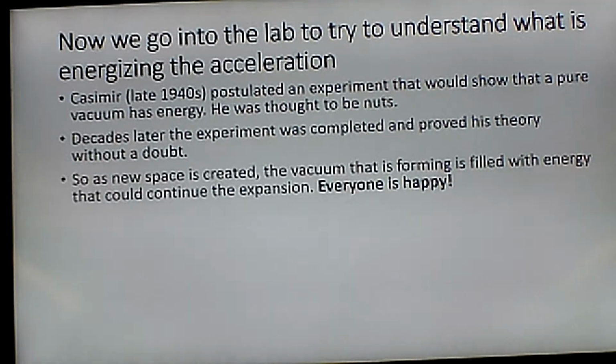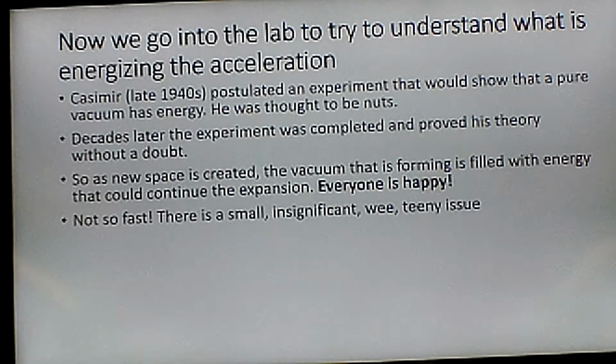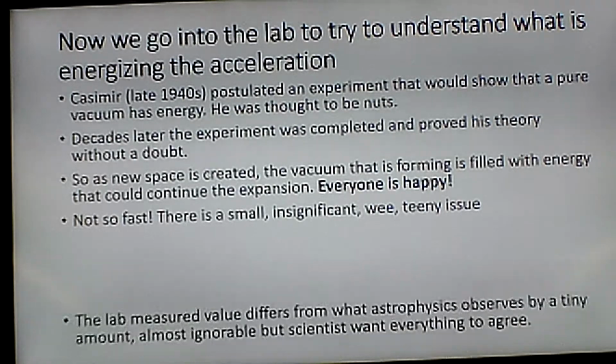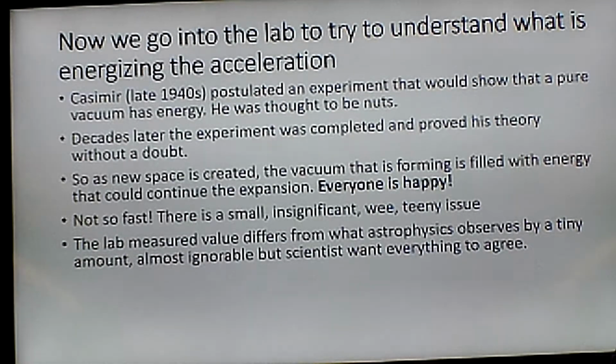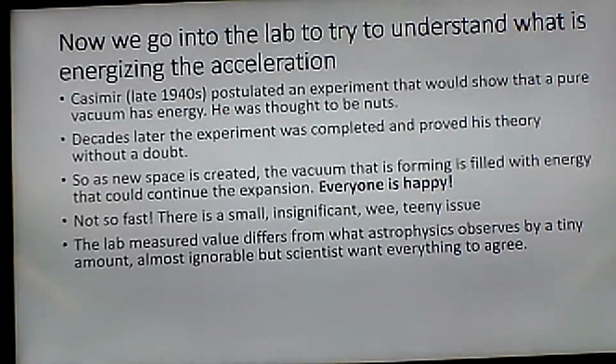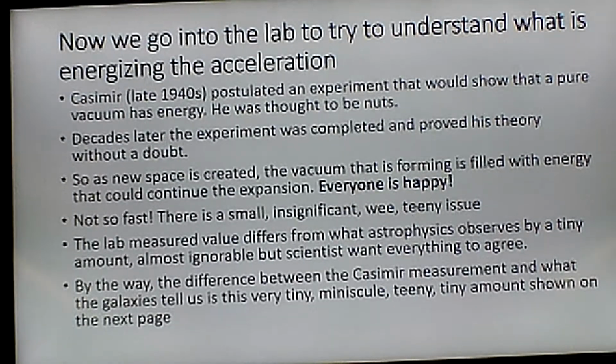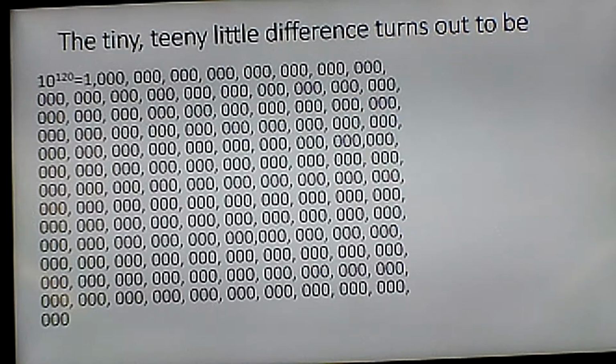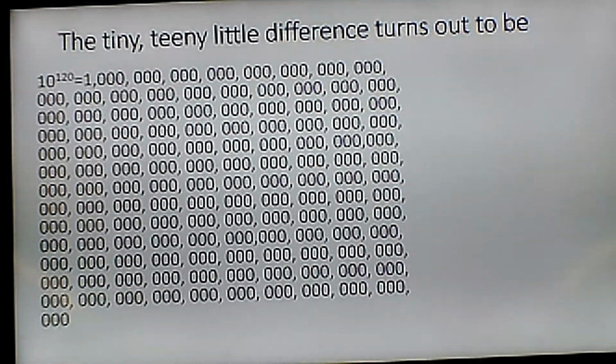And everybody was happy. There was joy everywhere. But there's just a teeny tiny issue. Just almost ignorable, but we always want to work it out, make sure we understand. And this minuscule little problem is the difference between what the Casimir effect predicts for vacuum energy and what we observe in the universe. 10 to the 120th. It's the worst calculation in the history of science.